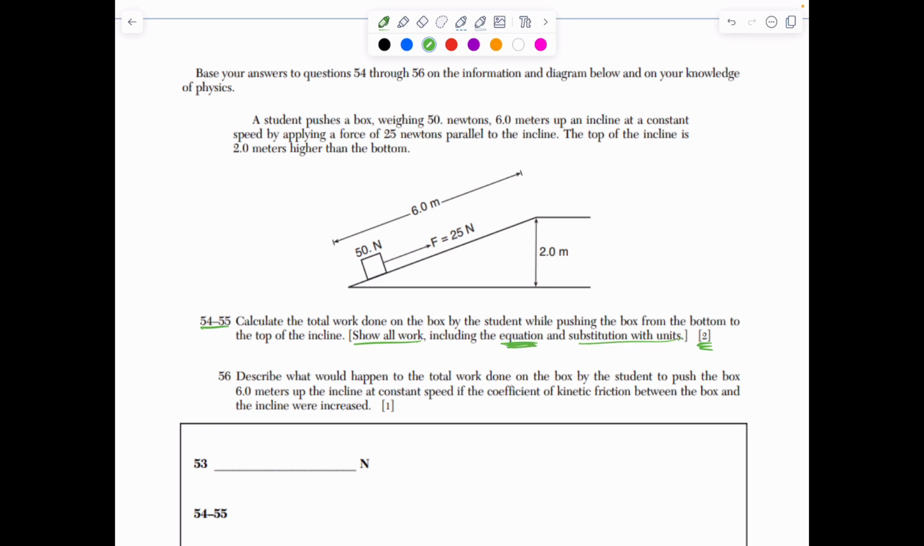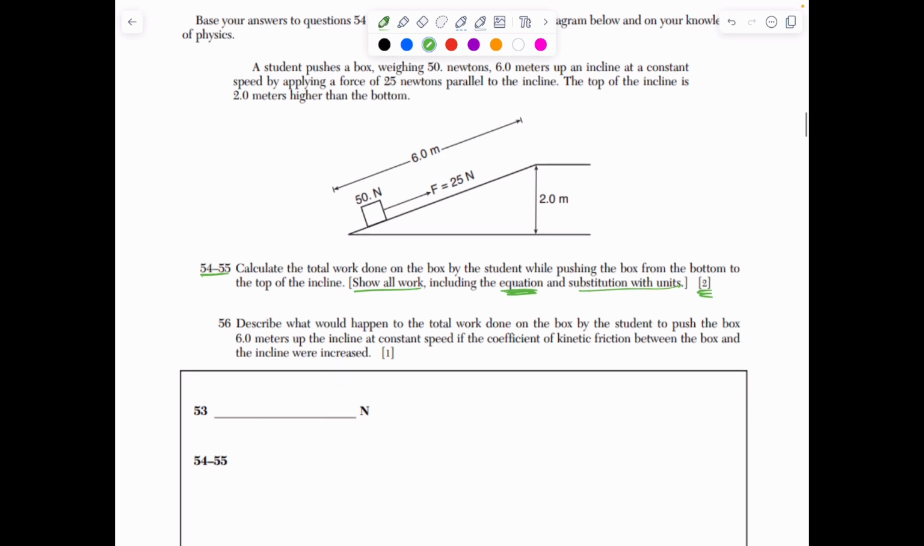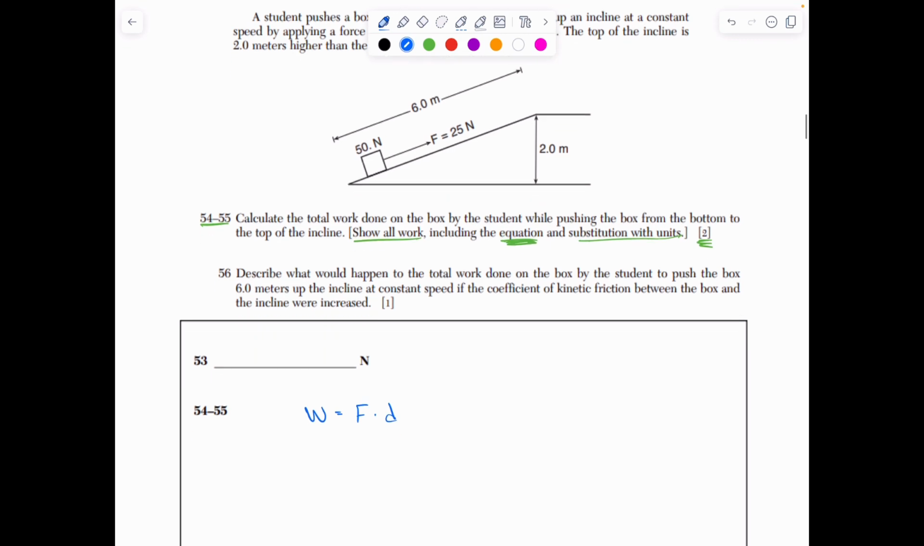So this says calculate the total work done on the box by the student when pushing the box from the bottom to the top of the incline. All right, so when we're pushing with a force, work can be found by multiplying our force times the displacement. And so there's our formula. Now we have to substitute with units, so we don't have anything to substitute for work. That's what the question is asking us for.